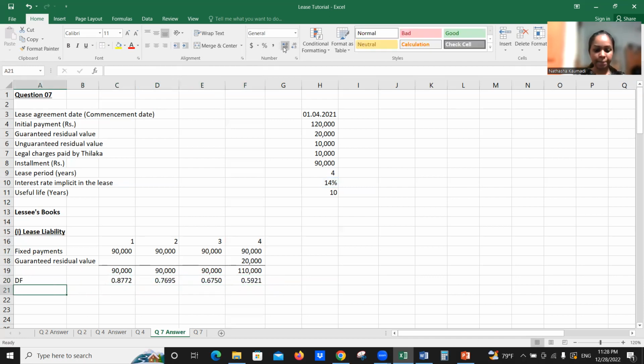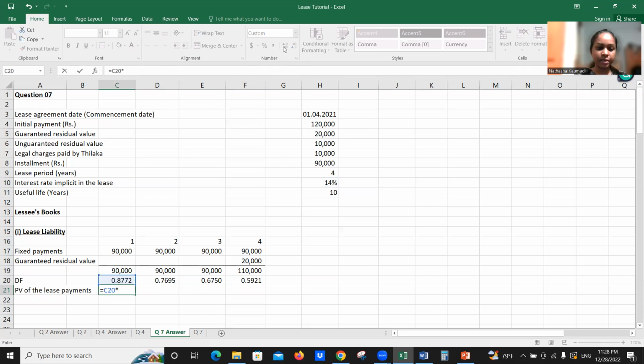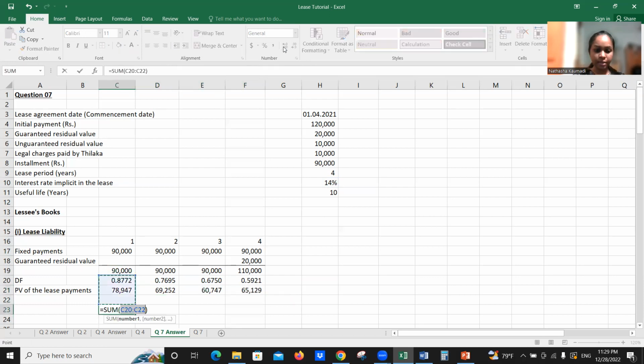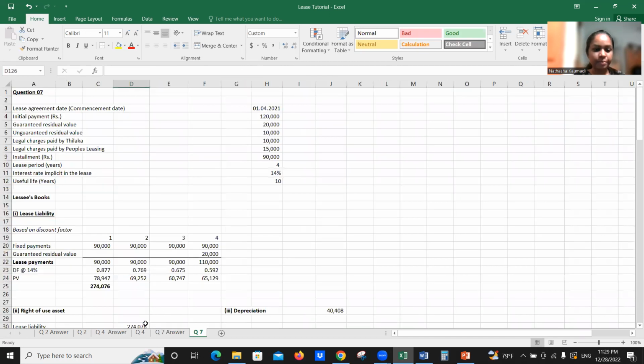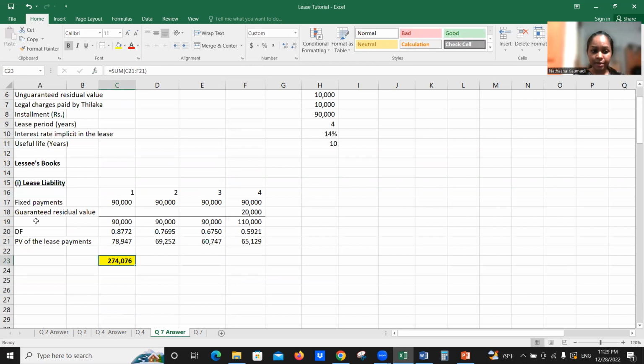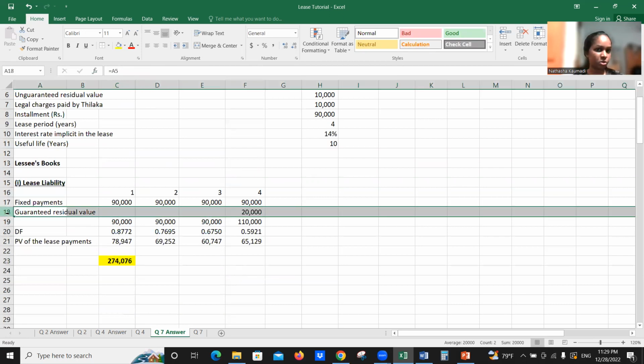Then I'm taking the present value of the lease payments. I'm taking the discount factor and the lease payments. Like this, you can compute and get the present value. Then you add the total: 78,000, 69,000, 60 and 65. 274,076. Let me check the answer. Yes, 274,076. That is the value for lease liability. Hope you are clear with guaranteed residual value and how to treat it.